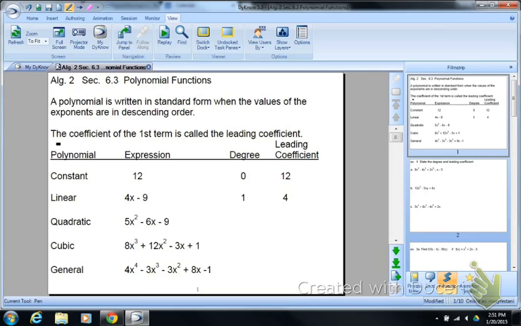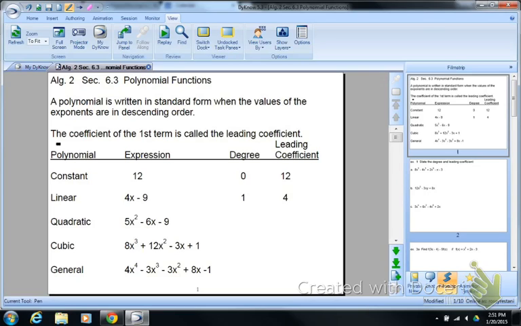So the very first polynomial is a constant, which is 12. That's a constant function. What kind of line is that? It's a horizontal line, isn't it? And there is no variable, so what is the degree? 0, and the leading coefficient is 12.